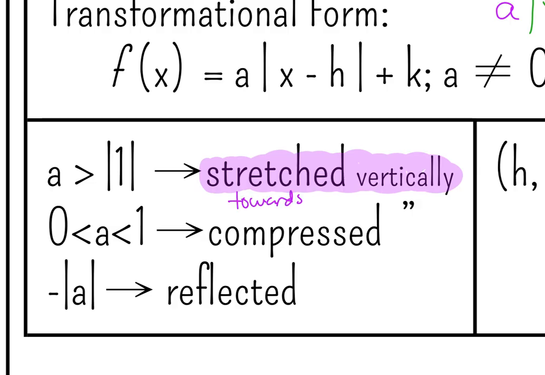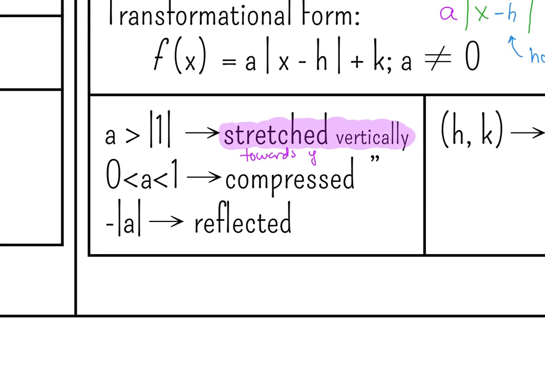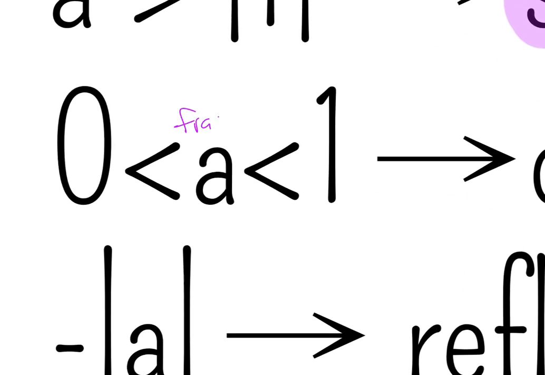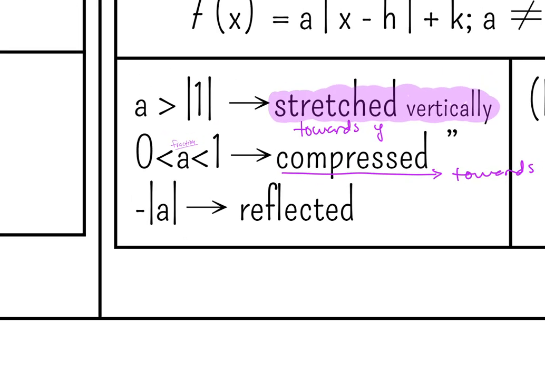Towards y. And when you compress it, you're towards x. And remember, that's when this is a fraction, basically, right? When it's from 0 to 1. And then when it's -1, well, I kind of just spoiled that up there. It's reflected, right? So, sorry for the spoiler.